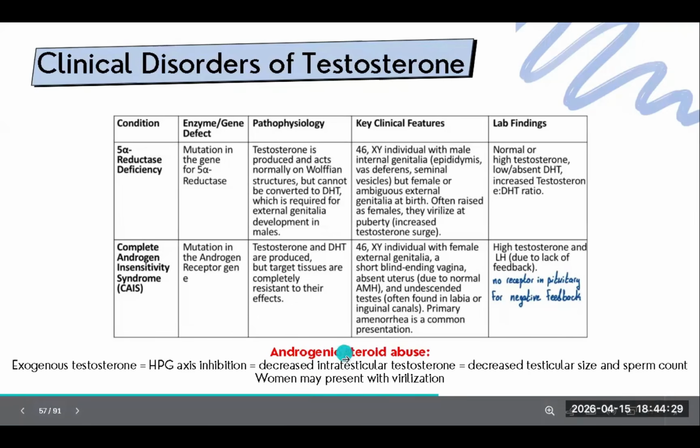And then the function of intratesticular testosterone is very unique. It's different from exogenous testosterone. And it has a trophic effect on the testes. It would lead the testes to grow and increase in size, okay? If there's decreased intratesticular testosterone, there would be decreased testicular size. And since the testes are smaller, you would have less cells involved in spermatogenesis, and there would be a decreased sperm count. If women abuse androgenic steroids, they may present with virilization.